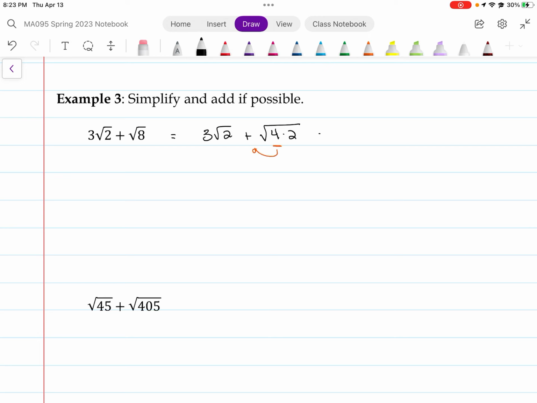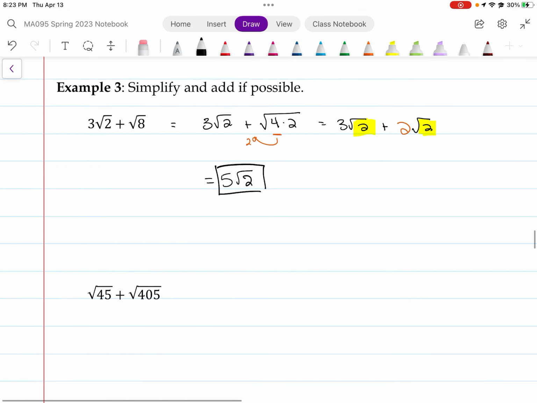So let's rewrite this and we get 3 square root of 2 plus, now what came out was a 2 because square root of 4 is 2. So 2 on the outside, square root of 2. So now they are the same, square root of 2 and square root of 2. So I've got 3 of them plus 2 of them gives me 5 of them. 5 square root of 2. Okay, so that is how you add. Pause the video and give the second one a try.